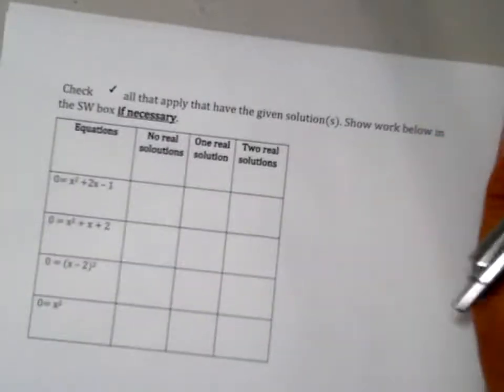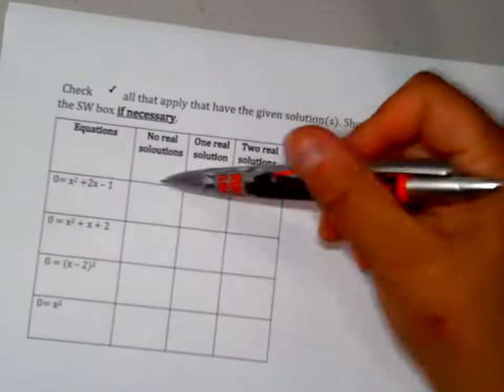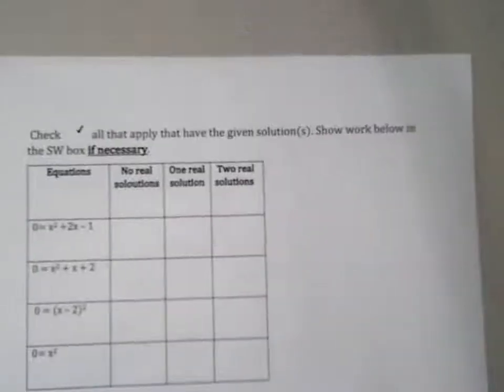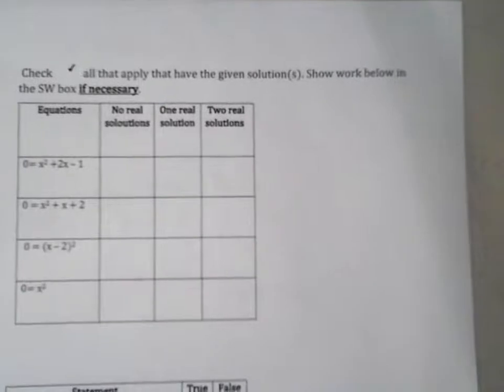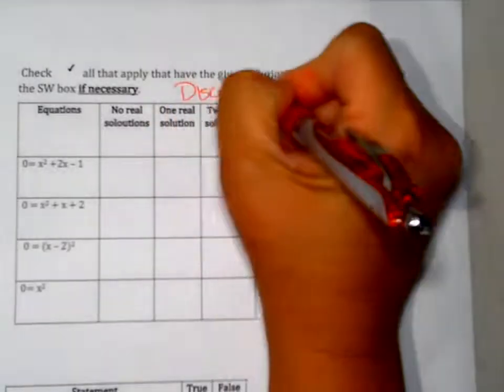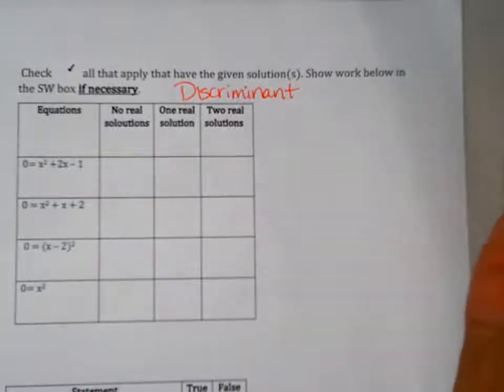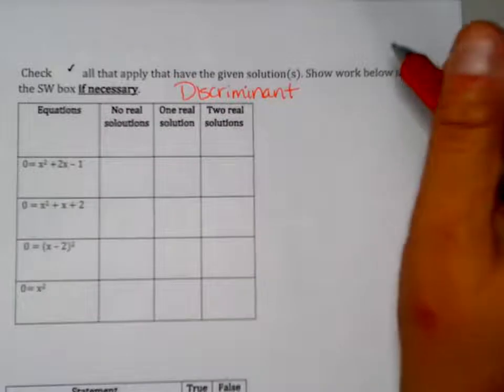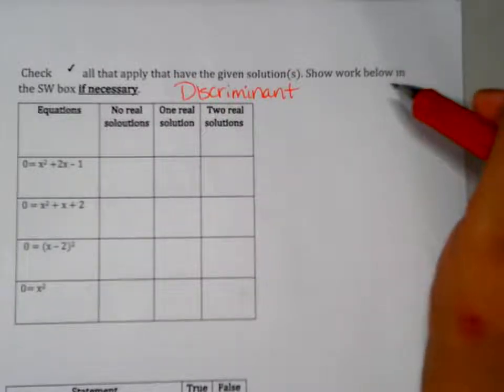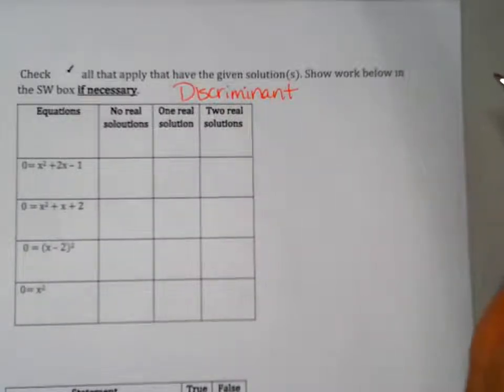Okay, let's do this. No real solutions, one real solution, two real solutions. What are we asking for when you see something like this? Hopefully you guys know it. You're looking for the discriminant. You do not want to put all of these in the quadratic formula to figure that out. No bueno. Don't do that. You're going to want to use the discriminant. So you have a couple of ways of doing that.